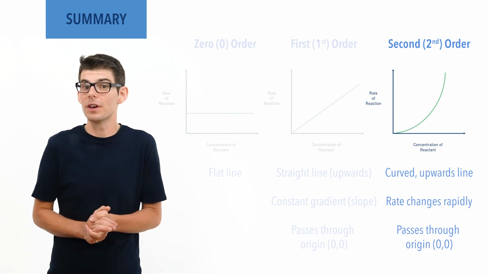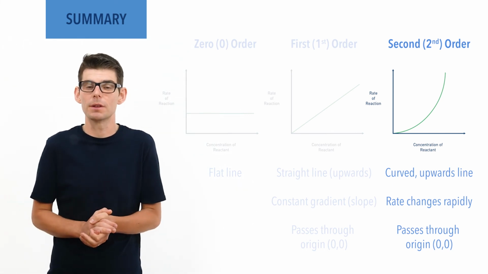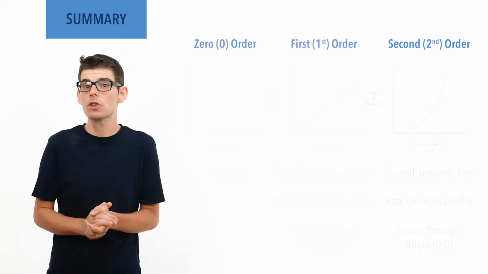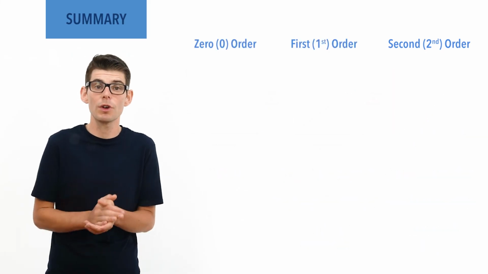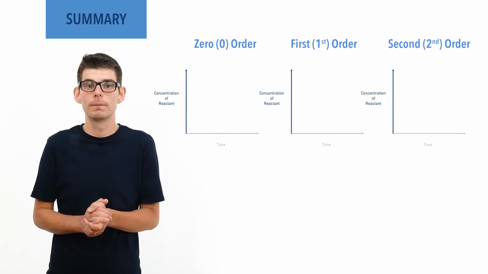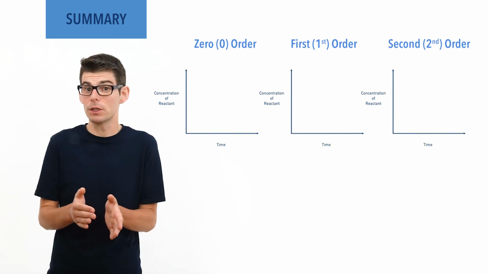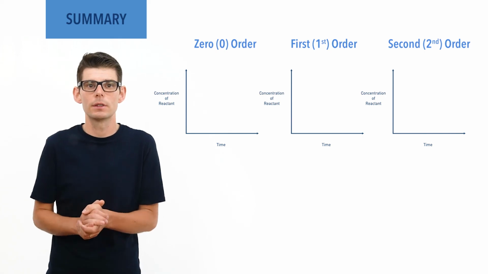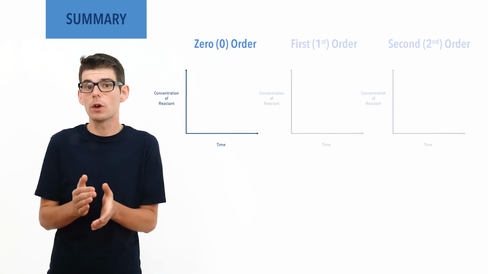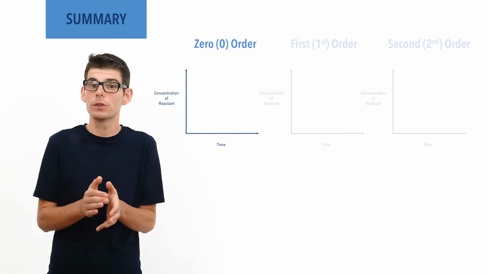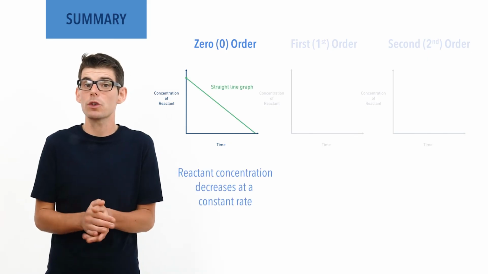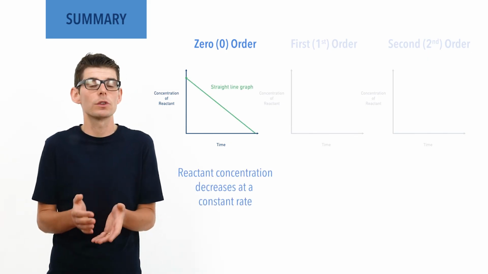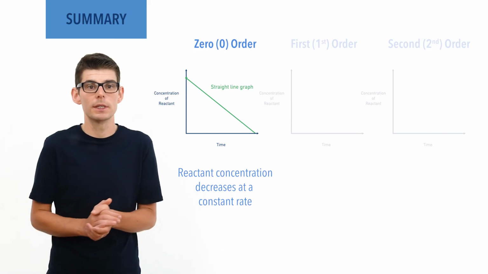Reactions that are zero, first and second order with respect to a particular reactant also give different shaped graphs for reactant concentration plotted against time. As time increases and a reaction proceeds, concentrations of all reactants decrease. For zero order, the concentration decreases at a constant rate, as the rate of reaction doesn't slow down as the concentration of the reactant decreases.